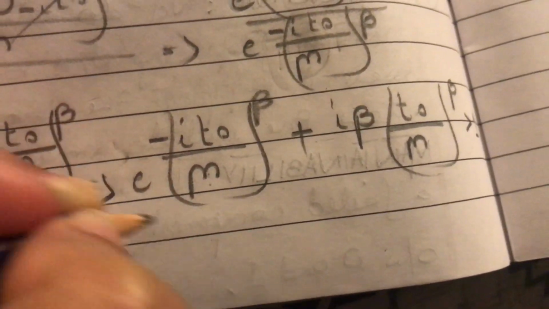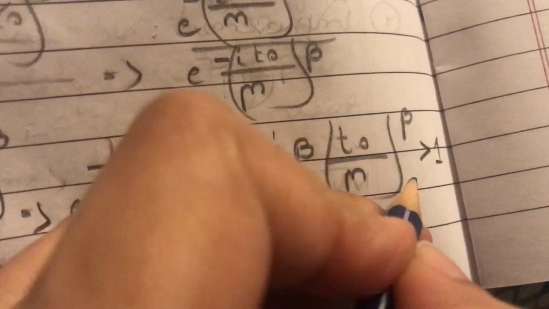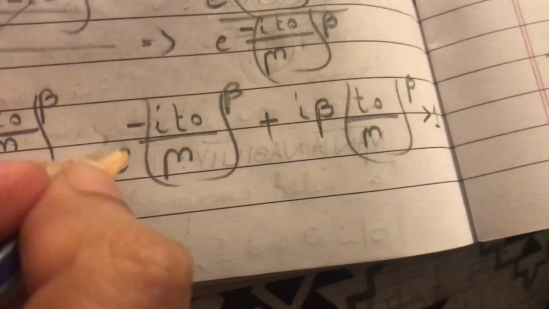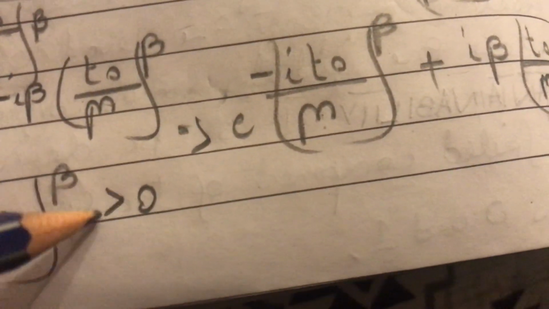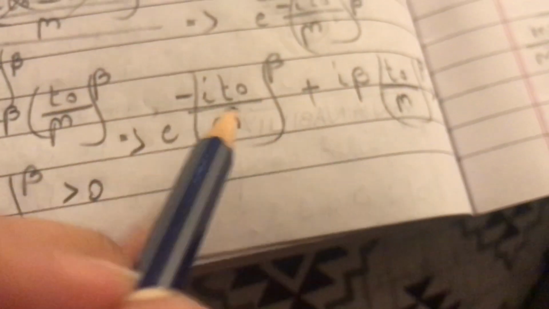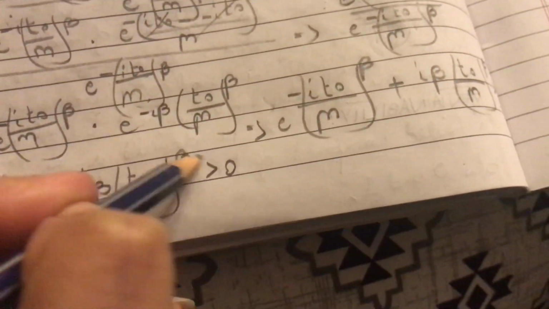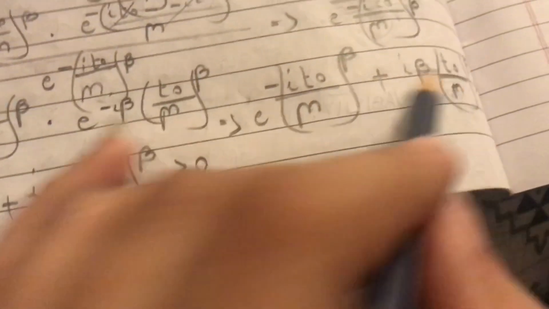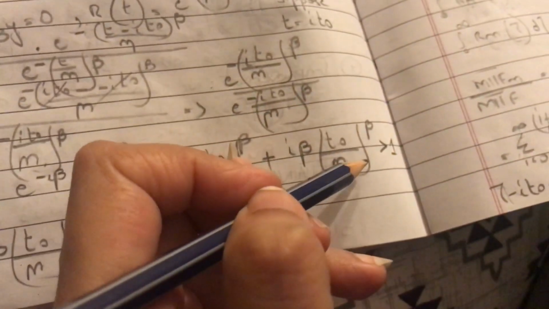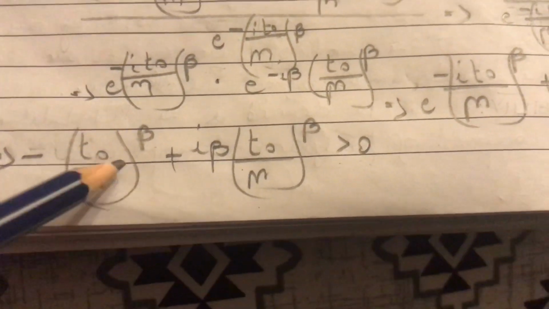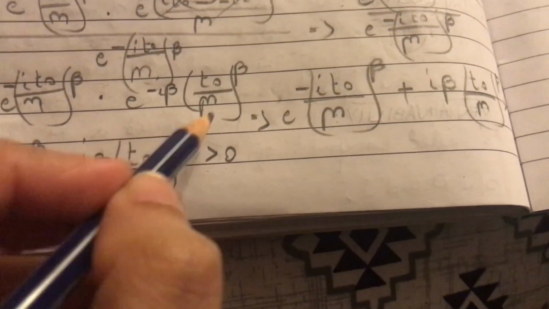The equations that are in the form of an exponent will be considered as greater than 1, and when we remove the exponent, the equation would be considered greater than 0. You can see this: when we remove the exponent, the equation can now be considered in the form of greater than 0. First it was greater than 1, now it is greater than 0. So what remains is t0 over eta^beta plus i^b t0 over eta^beta greater than 0. This is the thing that remains.